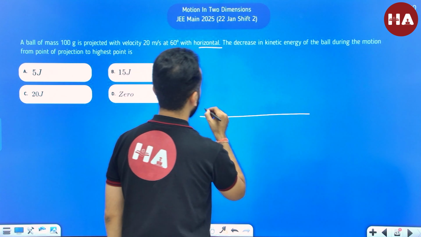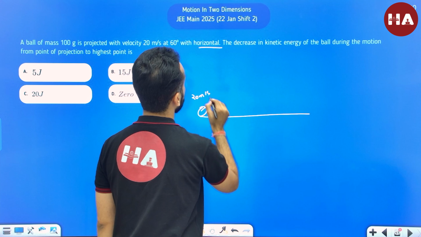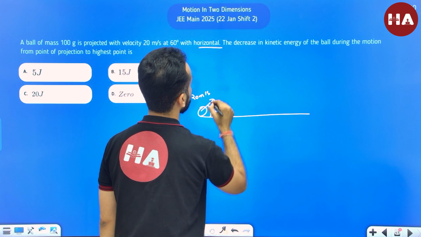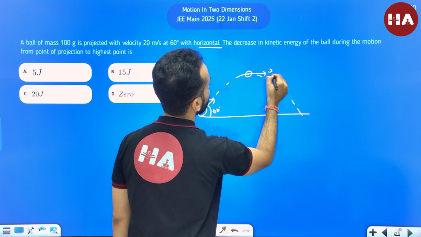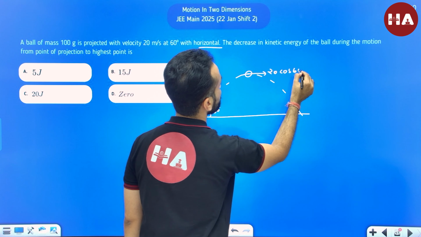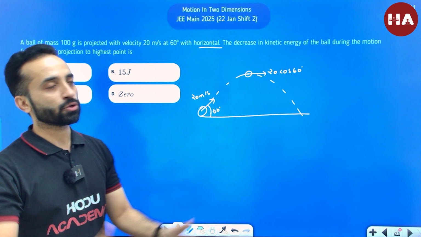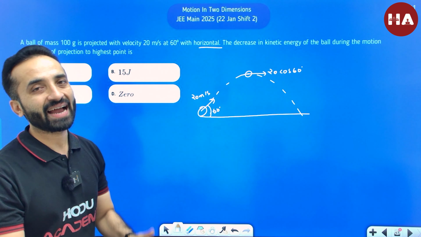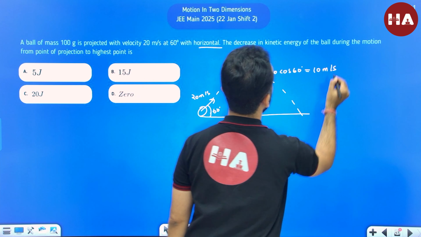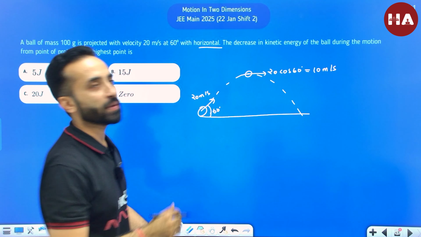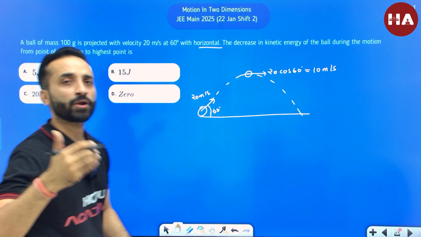So what we have done is we have projected the ball with a speed of 20 meter per second, making an angle 60 degree. Now what happens is, at the highest point, the velocity that we are left with is 20 cos 60, because you understand at highest point the vertical component becomes 0 and it is only the horizontal component that exists, right students? So this is going to be 10 meter per second, while the initial velocity is of course 20 meter per second. So mass is given as 100 gram, that is 0.1 kilogram.